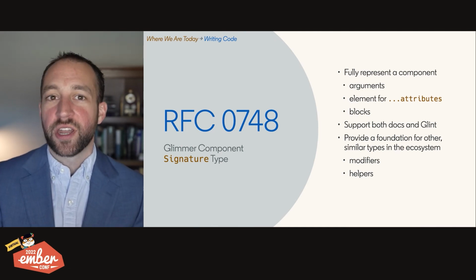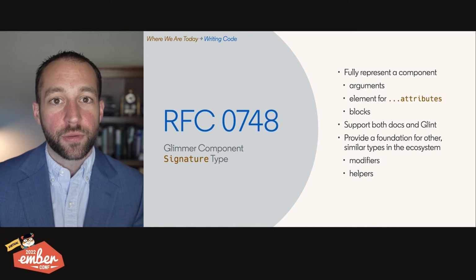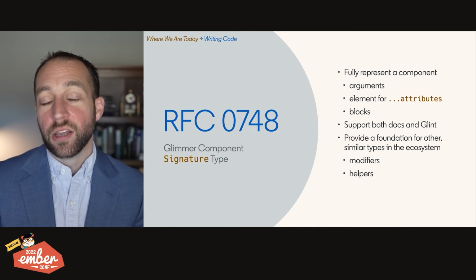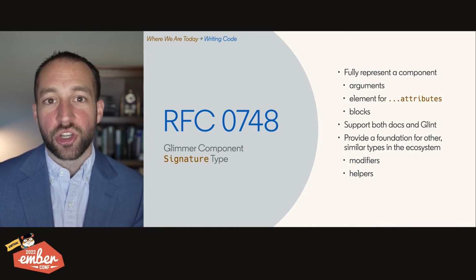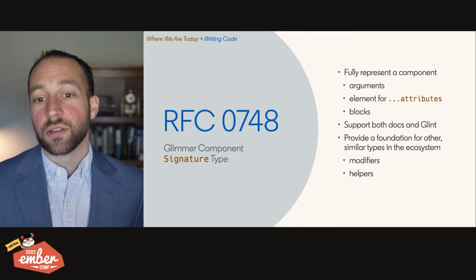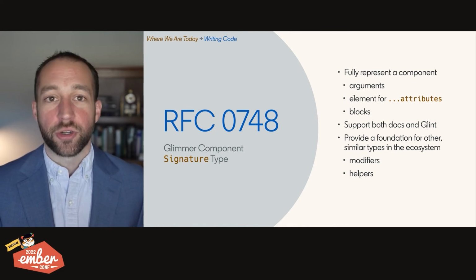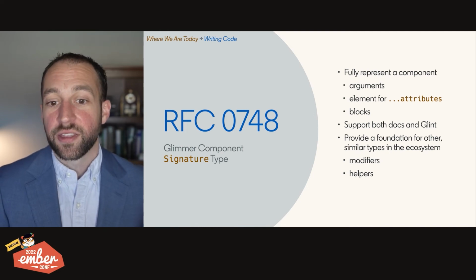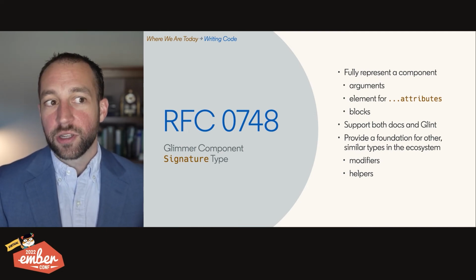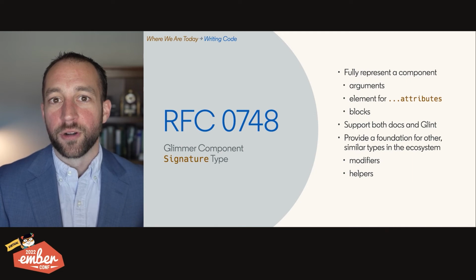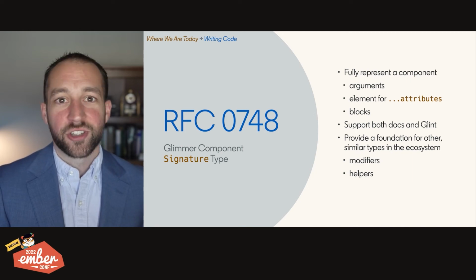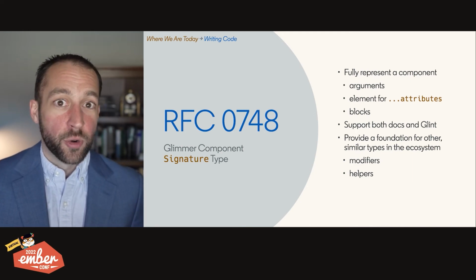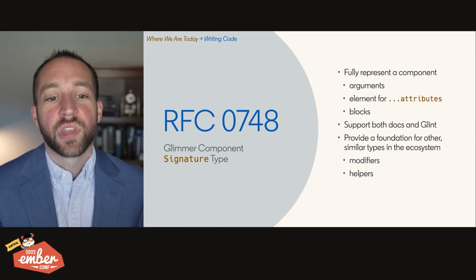The last key authoring code feature is RFC 748, the Glimmer component signature type, which is designed to let us fully represent what a component is. Its arguments, the element that it will apply splattributes to, if any, and any blocks that it yields. And this provides nice hooks both for documentation tooling and for Glint to be able to type check things. The research we did in this also gave nice input for other parts of the ecosystem, modifiers and helpers, for example. Our types already support the same kinds of things there now.